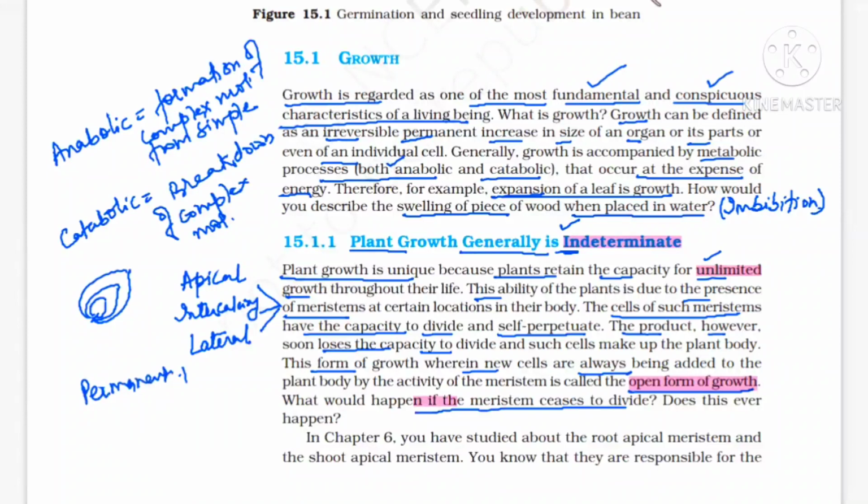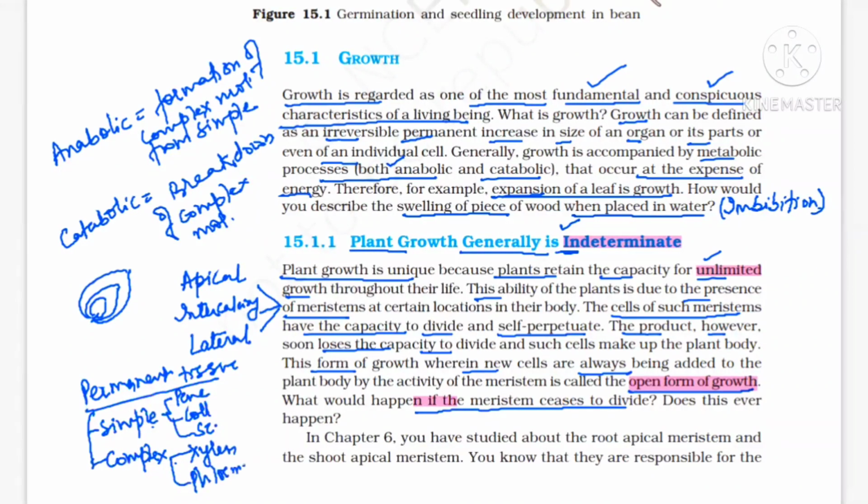And permanent tissues are again of two types, simple tissue and complex tissue. The simple means made up of only one type of tissue. So it is parenchyma, collenchyma, and sclerenchyma. I hope, since I'm writing in short, you are able to understand. Complex means it is made up of more than one type of tissue, and they are xylem and phloem. Is it clear?